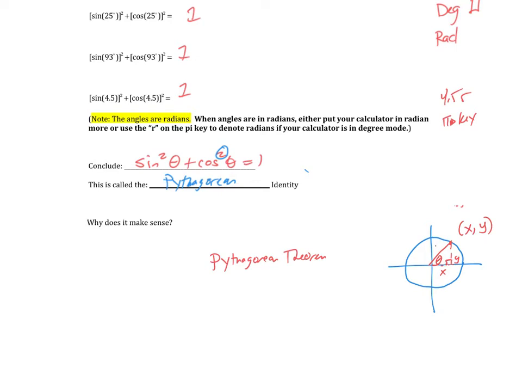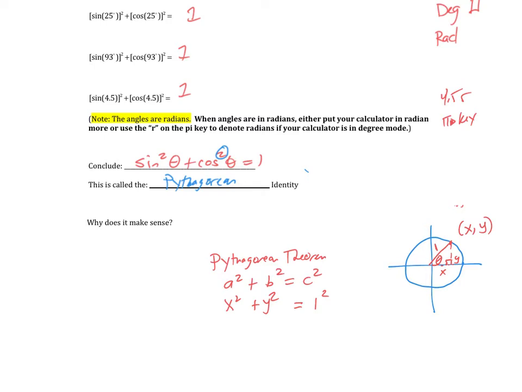And on the unit circle, the hypotenuse is 1. So normally the Pythagorean theorem is a squared plus b squared equals c squared. C is the hypotenuse. On a unit circle, the hypotenuse is 1. And the legs of the triangle we can write as x squared plus y squared. That's simply the Pythagorean theorem.